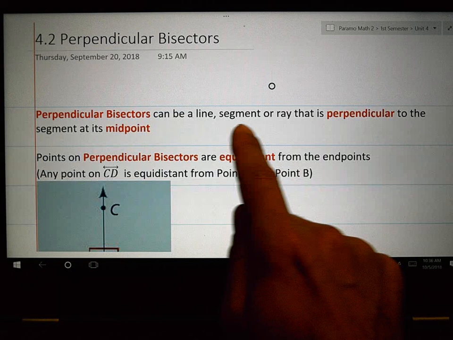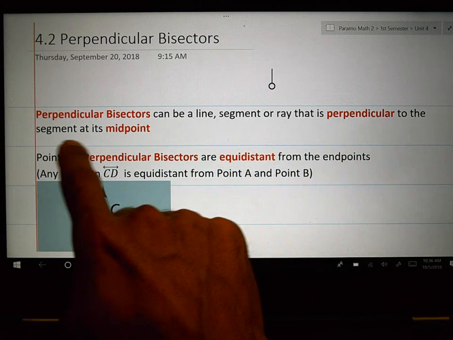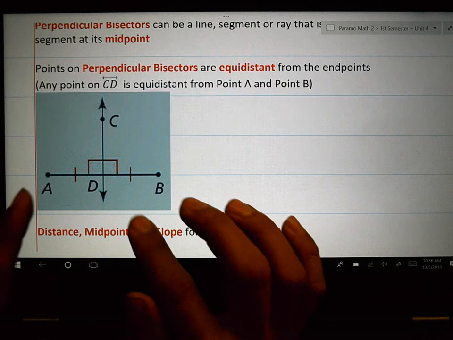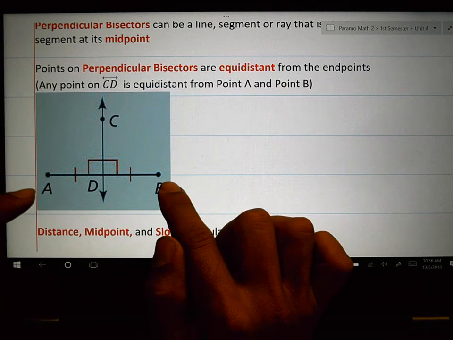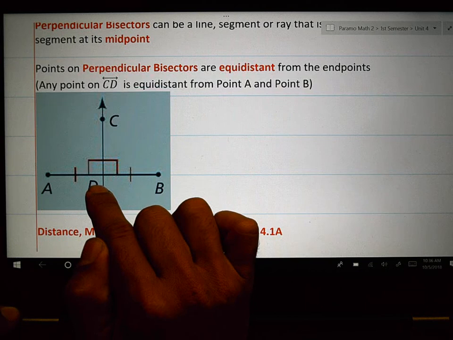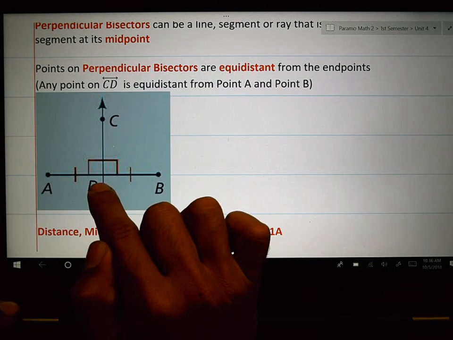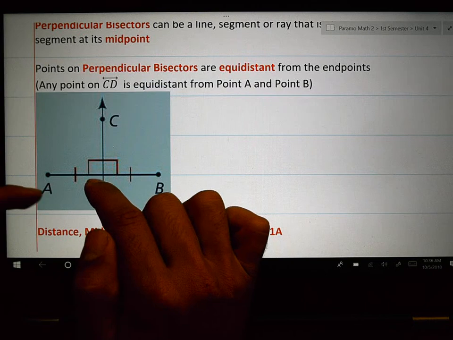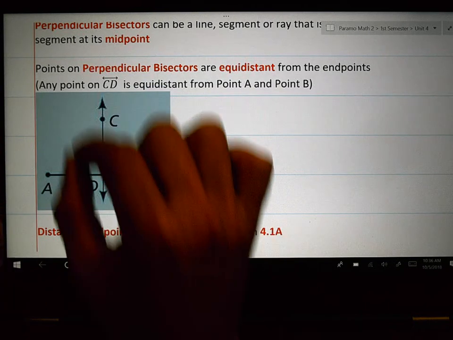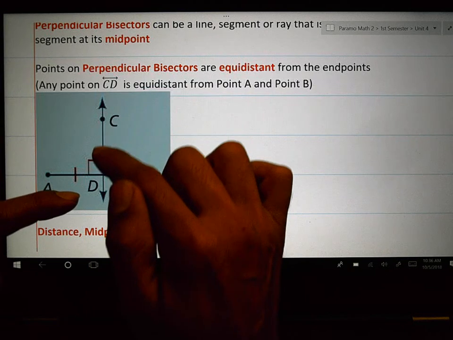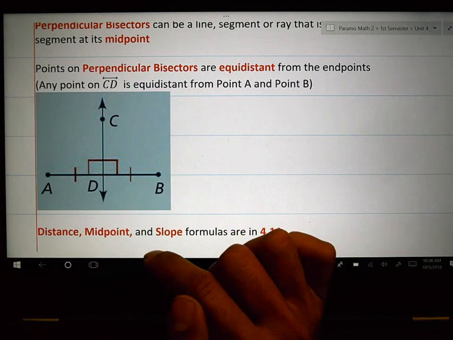It could be a line, a segment, or a ray that is perpendicular to the segment at its midpoint. Meaning this: if I have a segment that has something going through its midpoint, like this thing's going through the midpoint D, and it creates these two congruent pieces. AD is congruent to DB. That's definitely a midpoint. It's being bisected by CD, and it's a right angle.